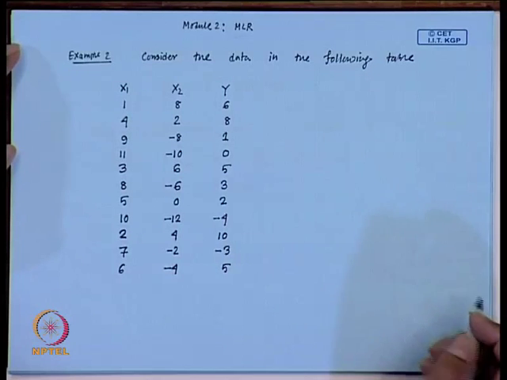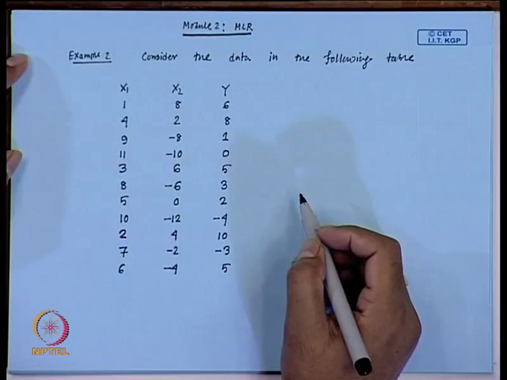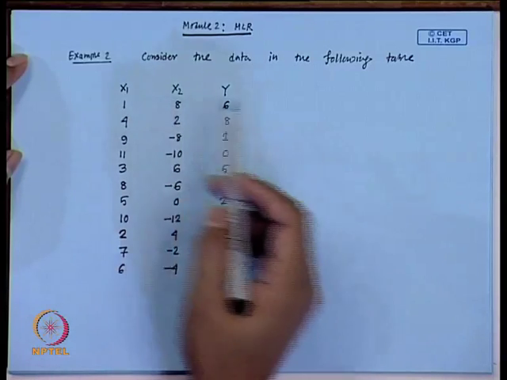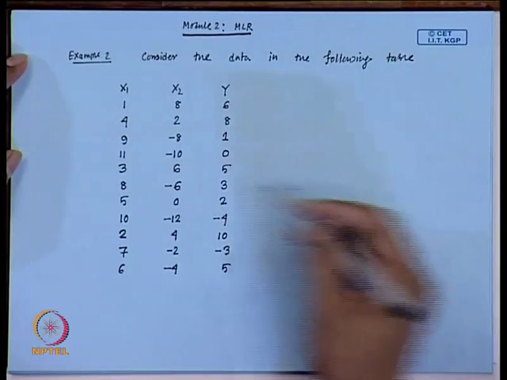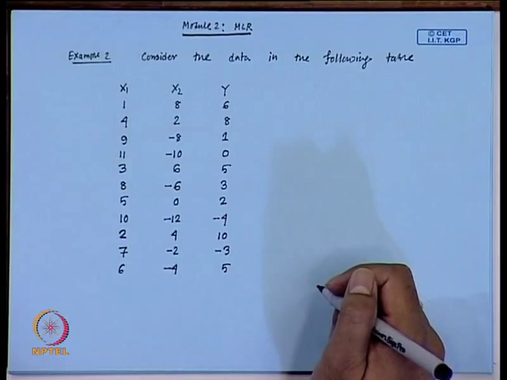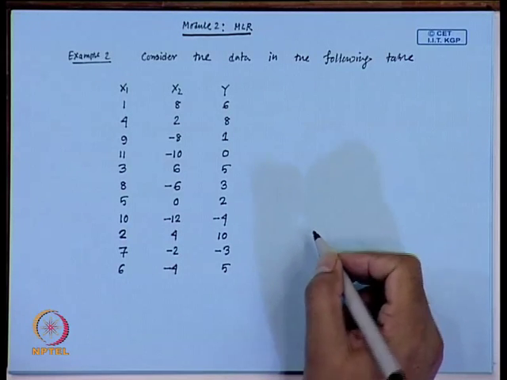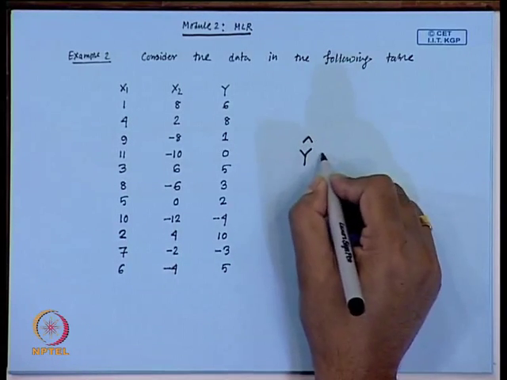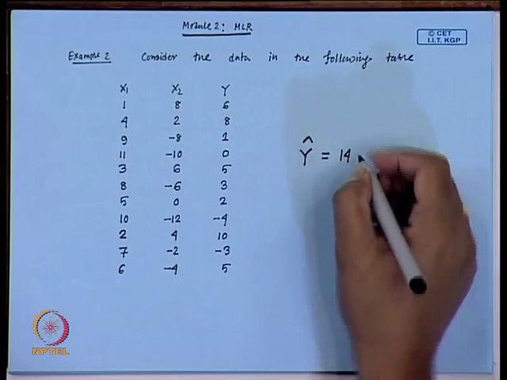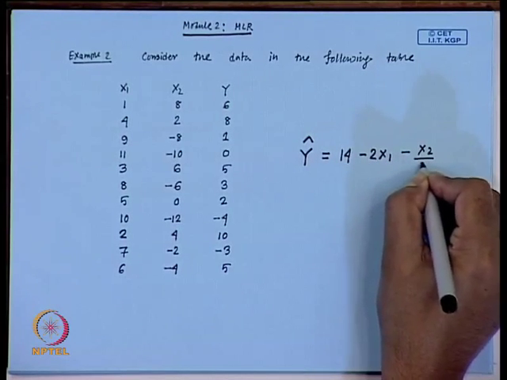So, here is the data, here is the example we considered in module 2, a multiple linear regression model. Here we have two regressors and one response variable, and we have the data for that. We know how to fit a multiple linear regression model here. The fitted model, if you can recall, is y hat equal to 14 minus 2 x1 minus x2 by 2.